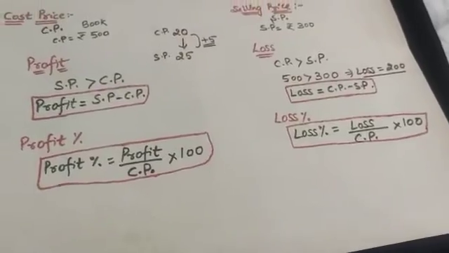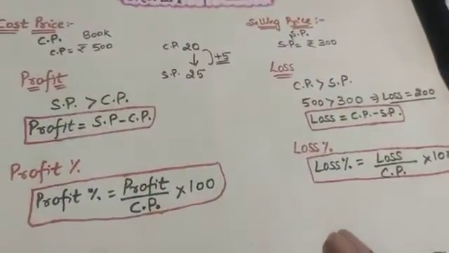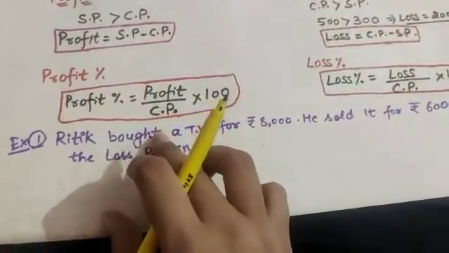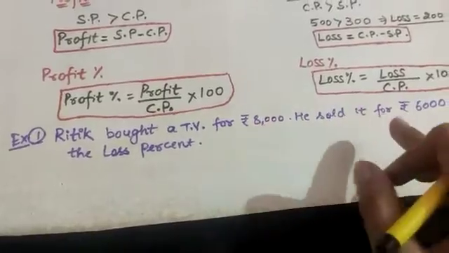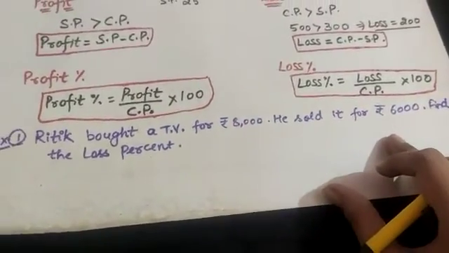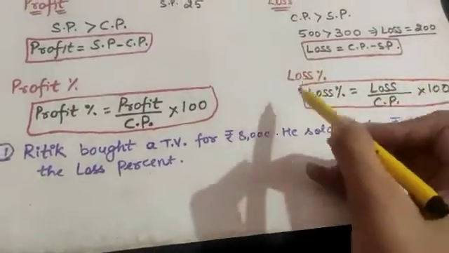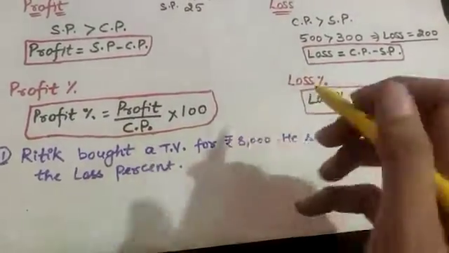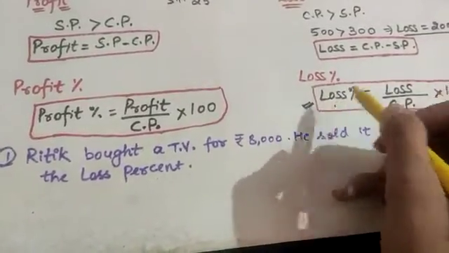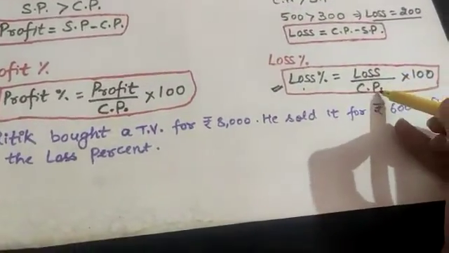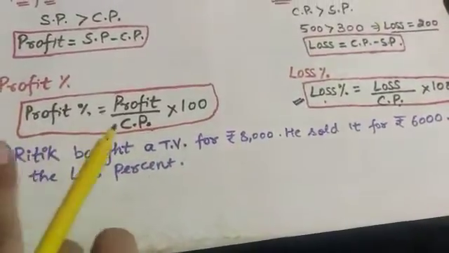Now let us look at a simple example to understand this. Ritik bought a TV for rupees 8,000. He sold it for rupees 6,000. Find the loss percent. Since I have to find out the loss percent, look out for the formula. For finding out the loss percent, I need loss and the cost price. Now read it one by one.